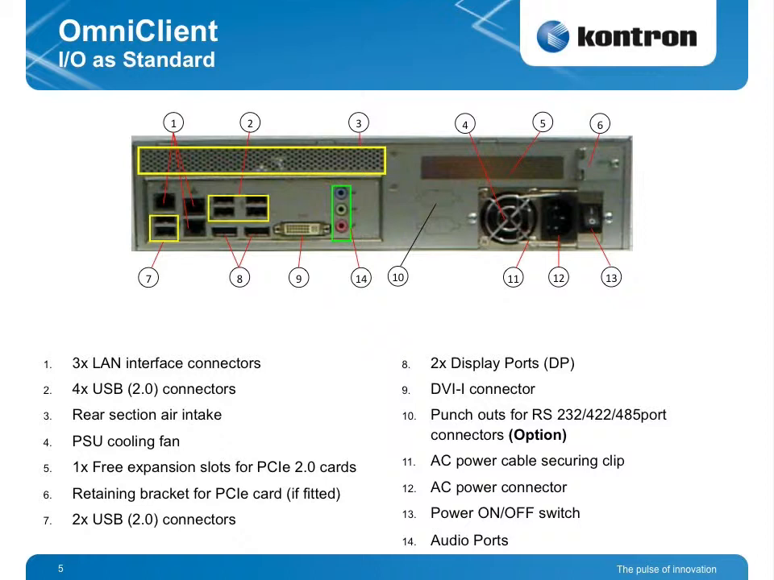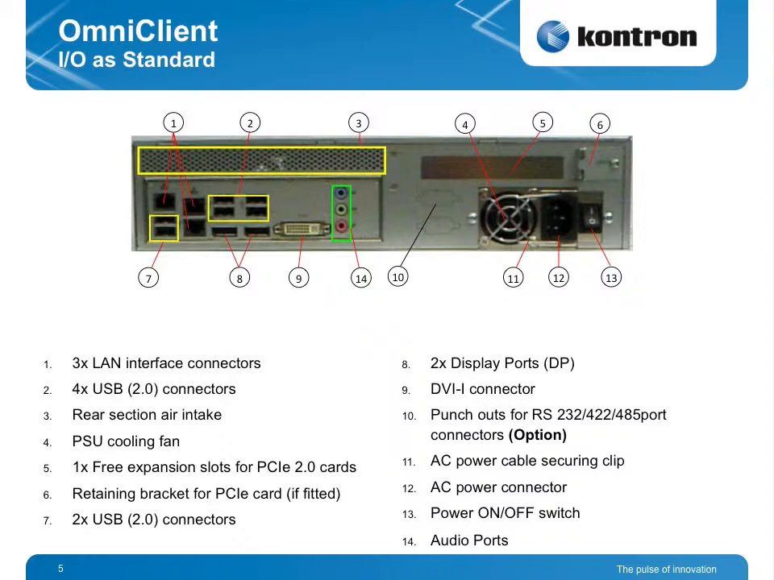Above the power supply unit, we have a one-slot PCIe expansion that can be populated with anything, and it's very easily adapted by the customer, by any of our distribution centers, or by ourselves. We take one cover off the top and we can put in any of the expansion slots. Next to the power supply, there are two punch-outs. Those punch-outs we can mount with 232, 422, or 485 port connectors, which is one of our options.